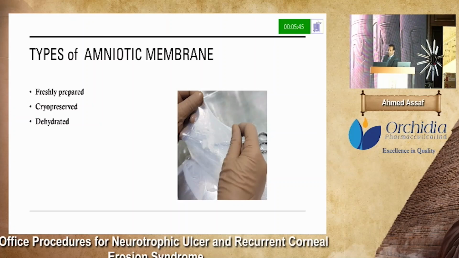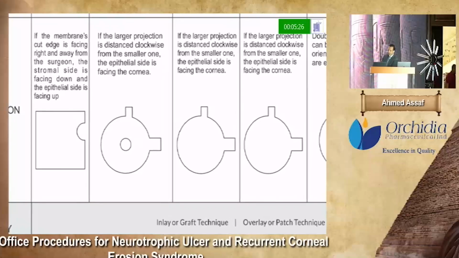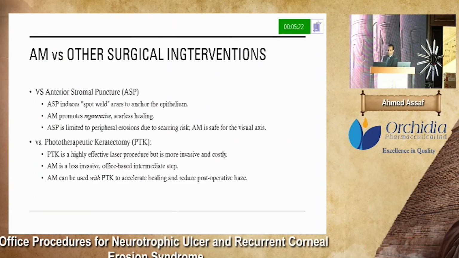So of course the dehydrated one is the most intuitive one to be applied in office because it comes in dehydrated format and can be stored in room temperature. This is different from the cryopreserved amniotic membrane. So this one can be just applied at room temperature inside the office.